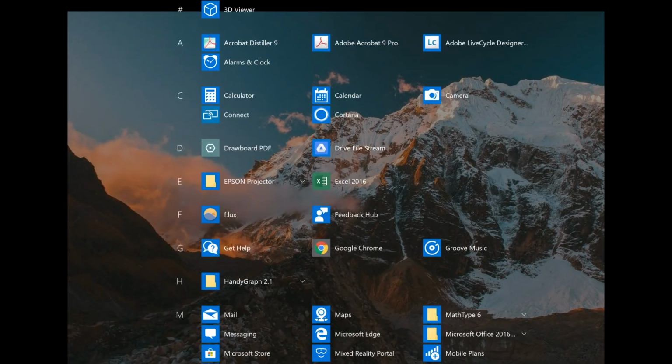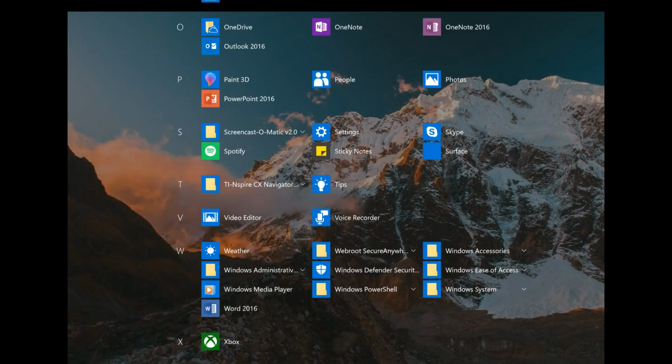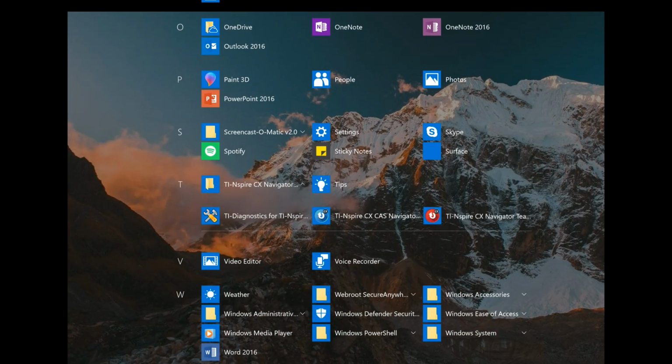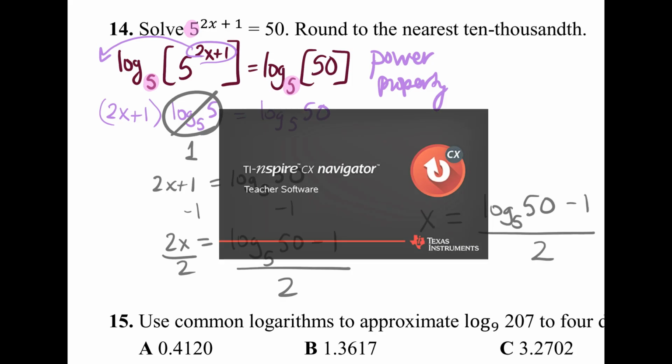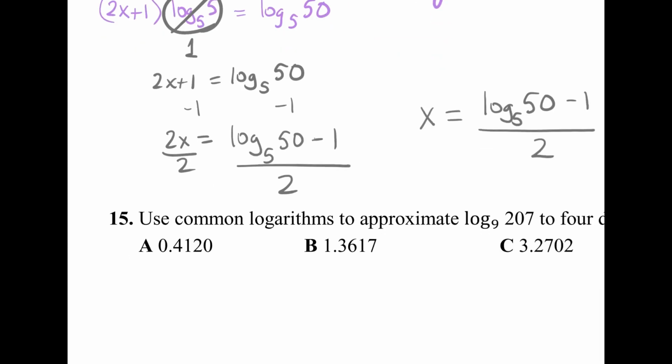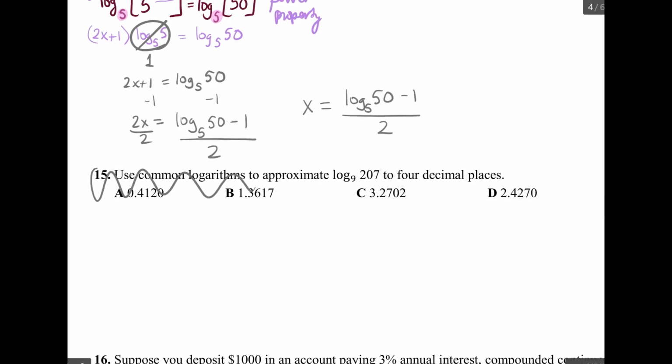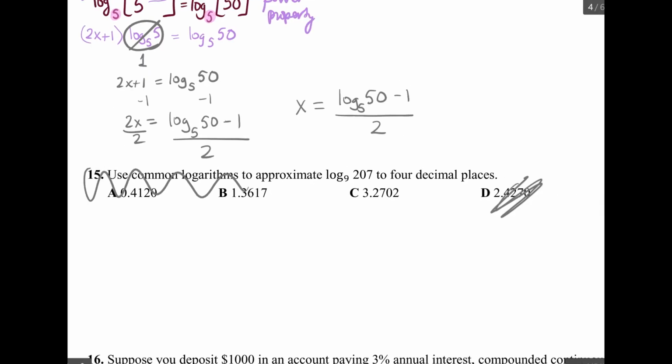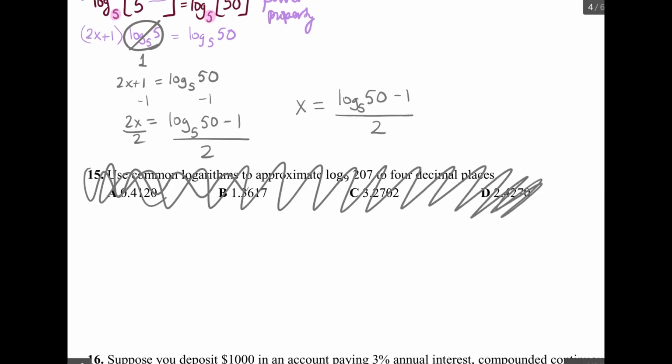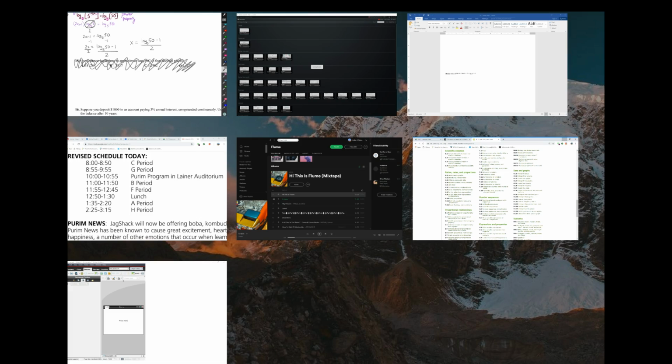So let me pull up the TI Inspire. It's loading. I'm also not going to have you do number 15. I mean, I could. Technically, I went over rules, change of base and logs, but I'm not going to have you do it. If you're doing trig and advanced algebra next year, you will be doing it.